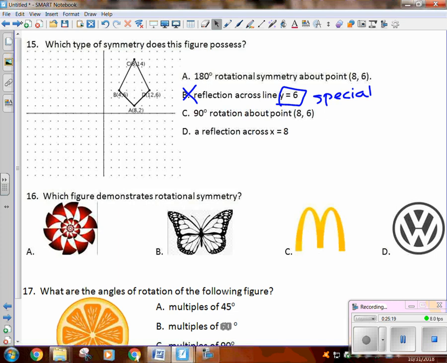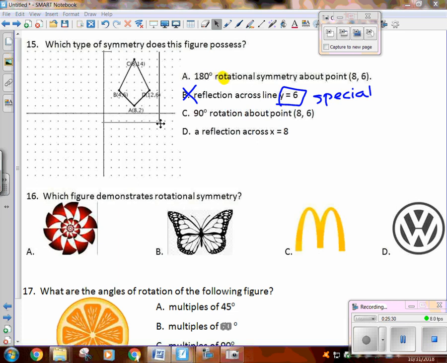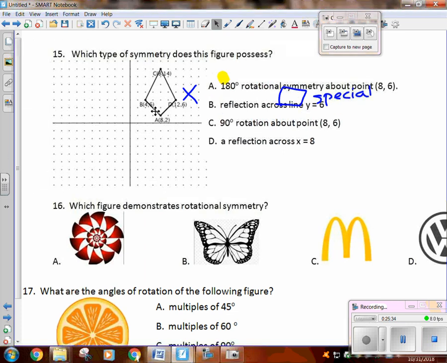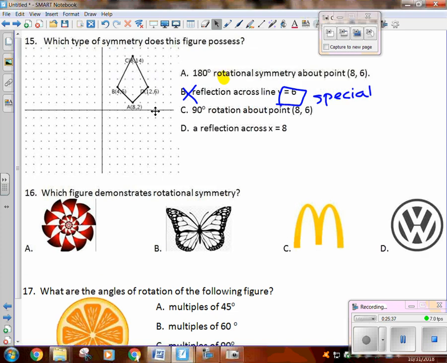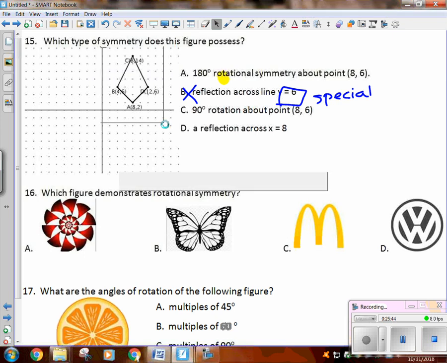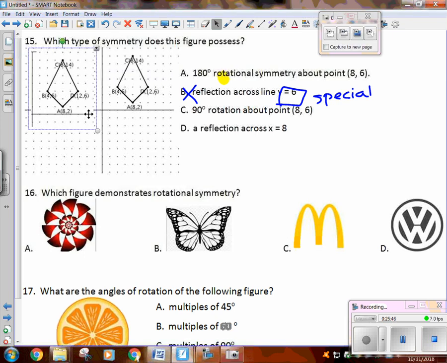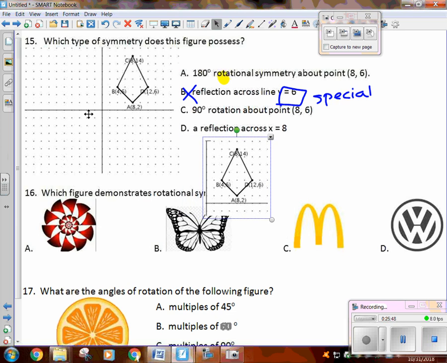Let me refresh what rotational symmetry is. Rotational symmetry is when I can do a screen grab and I imagine taking my picture, did it grab my picture? Guess it didn't. Let me try again. Do a screen grab. Here we go. There we go.